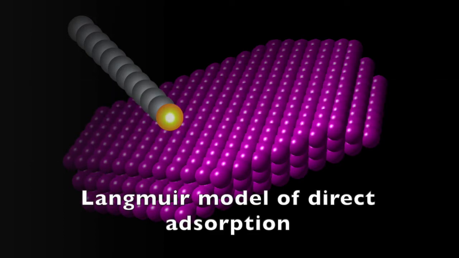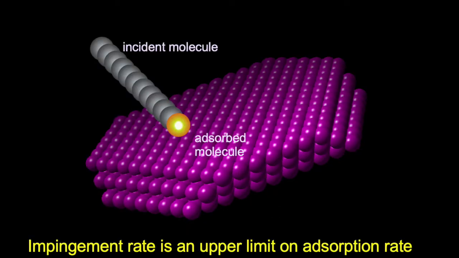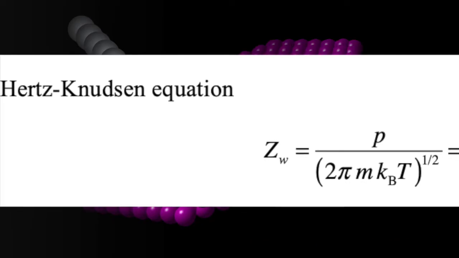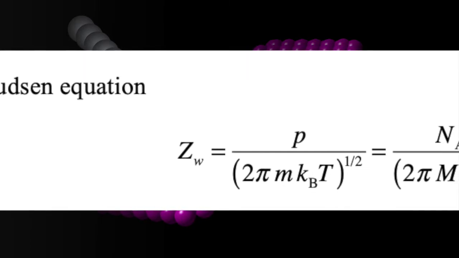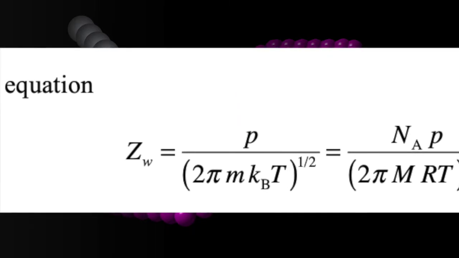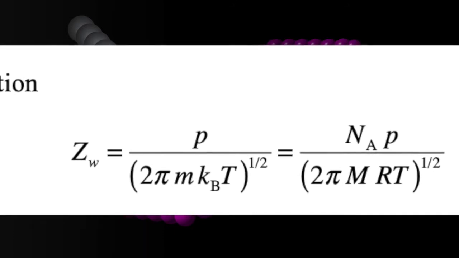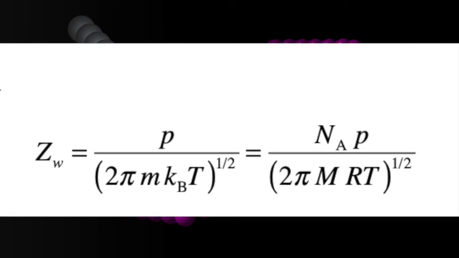Now let's consider the adsorption rate and what is known as the Langmuir model of direct adsorption. The rate of adsorption is limited by the impingement rate of molecules on the surface. The impingement rate is given by the Hertz-Knudsen equation. Remember to input molecular mass, that's lowercase m, in kilograms, or use molar mass, uppercase M, in kilograms per mole. In addition, the pressure should be in Pascal and temperature, of course, in Kelvin.